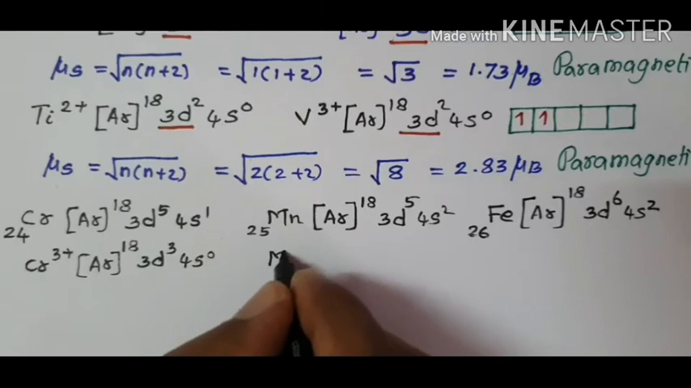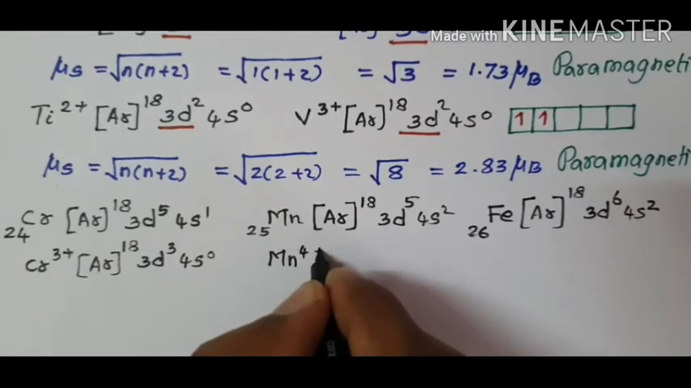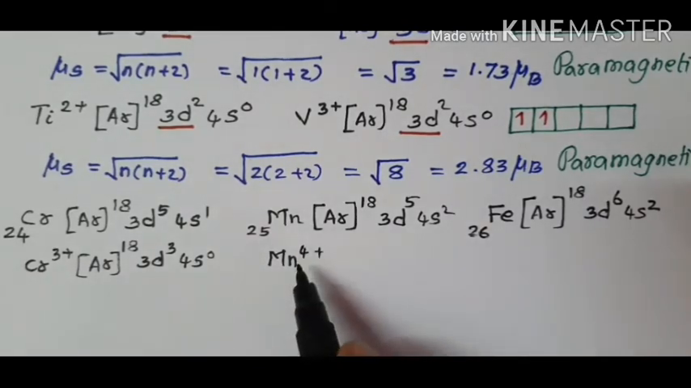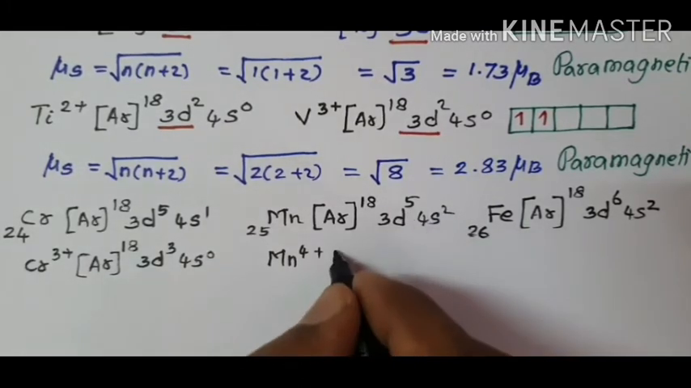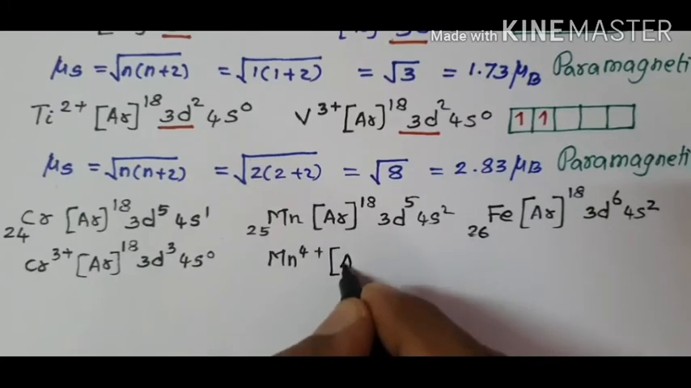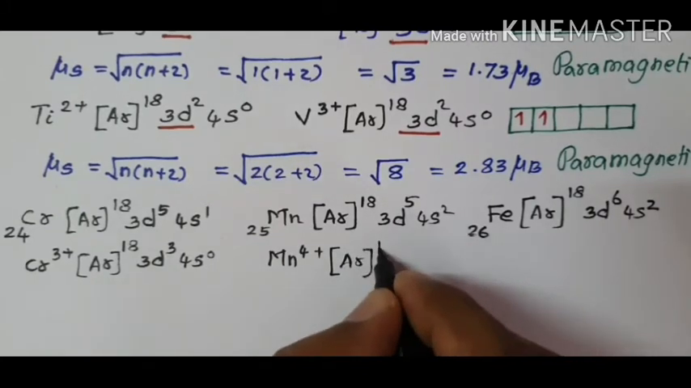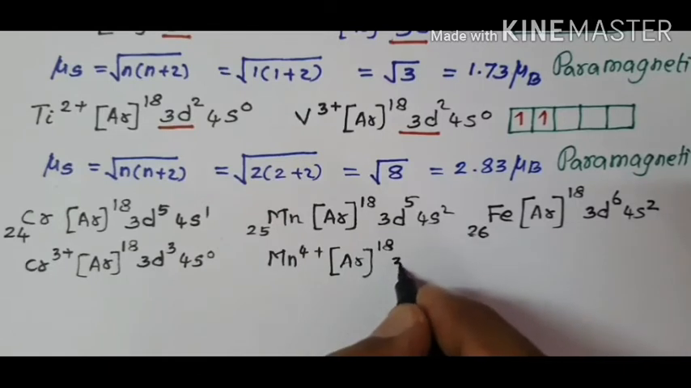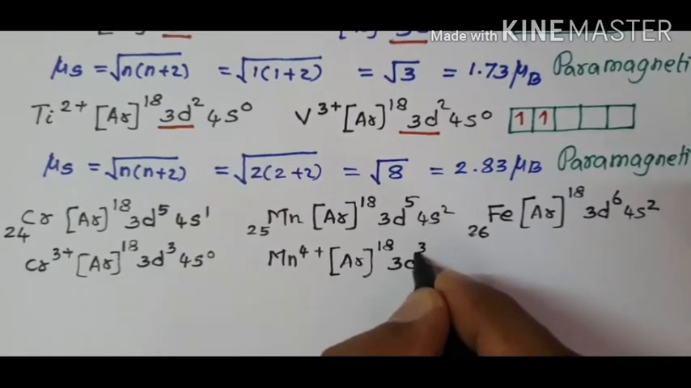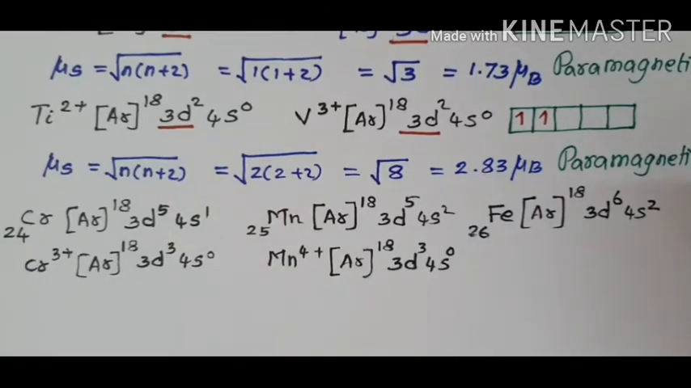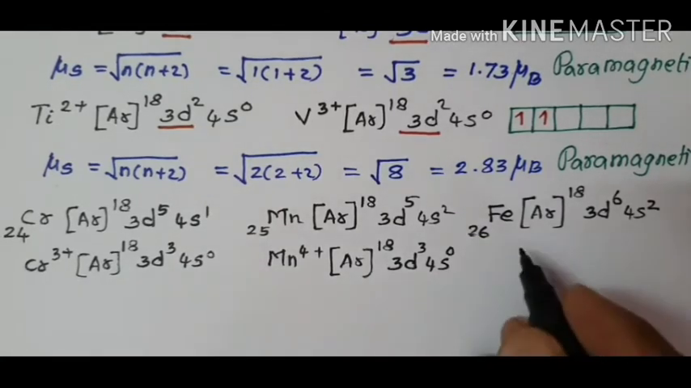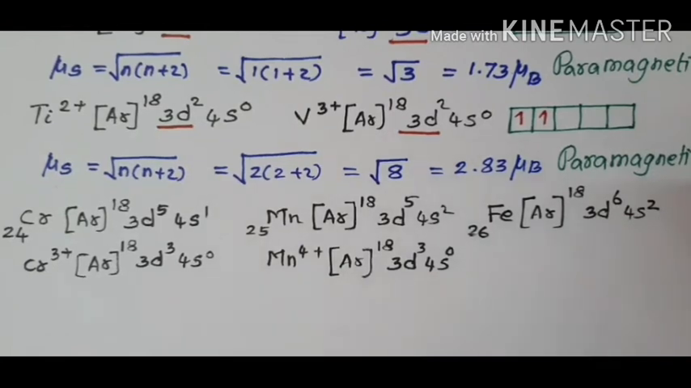Manganese Mn 4 plus ion electronic configuration. 4 plus indicates loss of how many electrons? 4 electrons. 2 from s, 2 from d. Argon 18, 3d3 and 4s0. Manganese 4 plus ion. And iron we will write in the second step. So see the electronic structure.